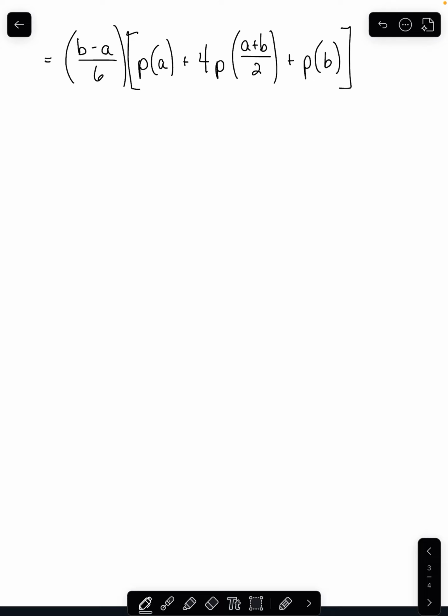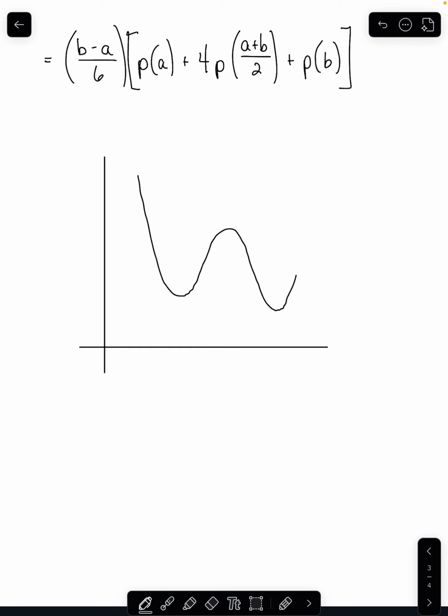The next step of this, and a visualization will help here, I'm going to draw a non-quadratic function and we're going to consider it on some interval from a to b.